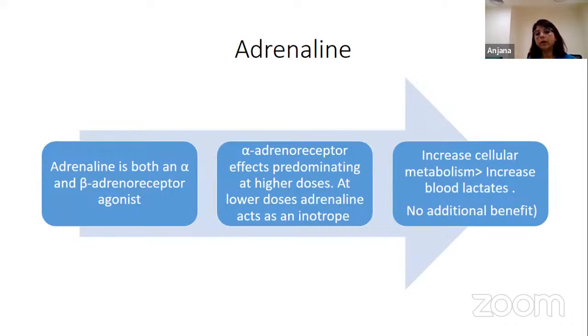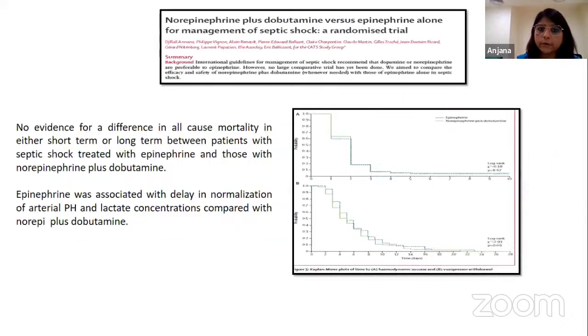Coming to adrenaline, it is an alpha and a beta adrenoreceptor agonist. Both the receptors are affected. Now, the alpha adrenoreceptor effect is mainly at the higher doses. At the low doses, adrenaline acts as an inotrope. It also increases the cellular metabolism. It produces biochemical changes in the form of an increase in lactates and so on. The studies have shown no additional benefit between adrenaline and noradrenaline, but it is used as a third line agent in shock.